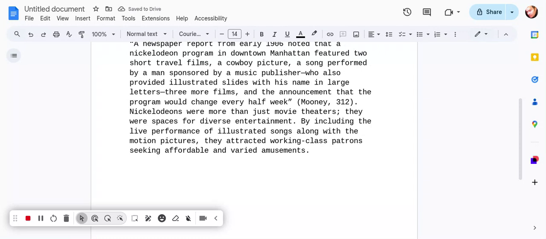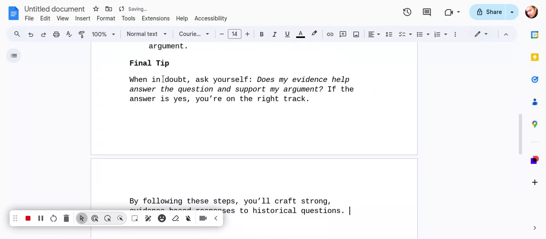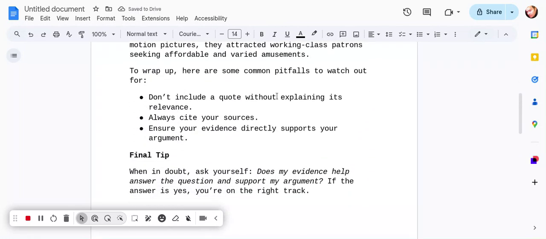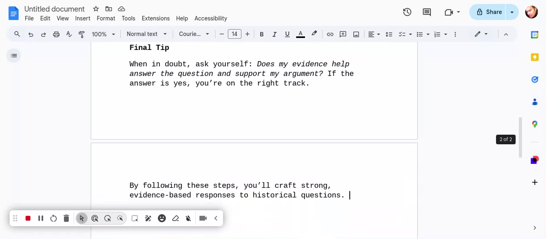So to wrap this up, let me just say this. Common pitfalls to watch out for. Don't include a quote without explaining its relevance. Always cite your sources and ensure that your evidence directly supports your argument. And when in doubt, this is what you ask yourself. Does the evidence that I've identified, the evidence that I'm trying to use, does it actually help to answer the question and support my argument? If the answer is yes, you're on the right track. If no, you should probably go in and look for better evidence.